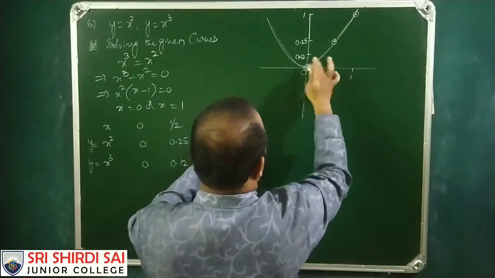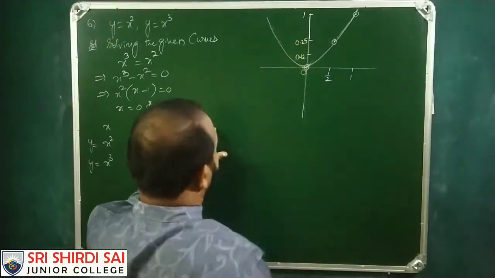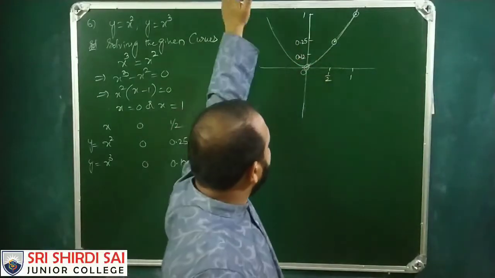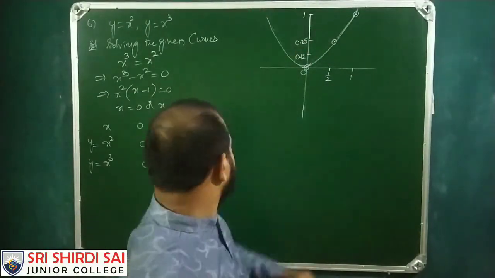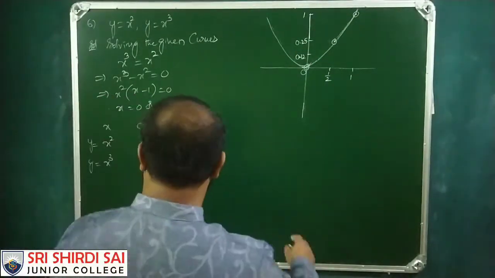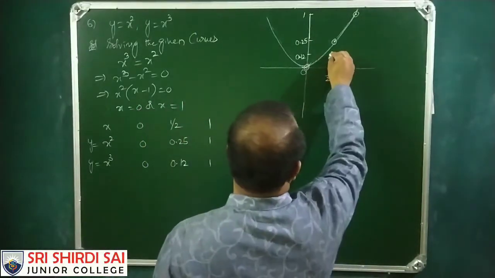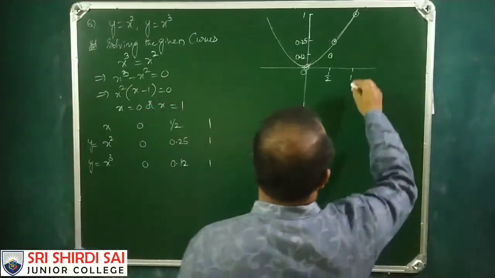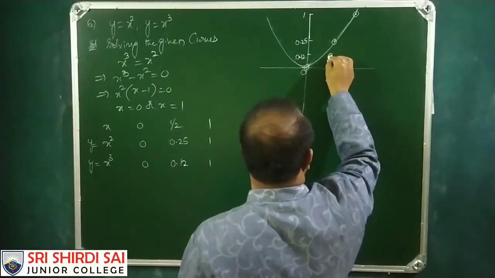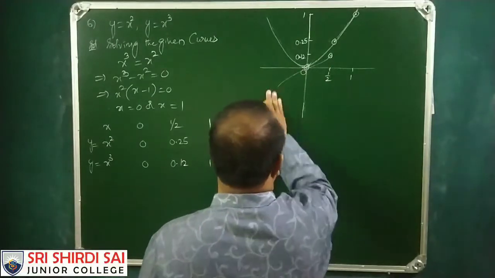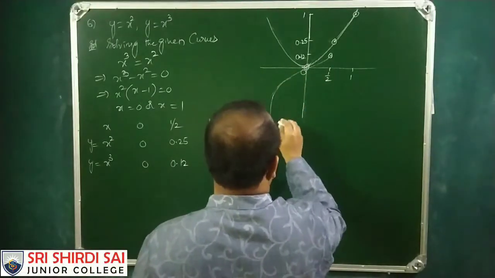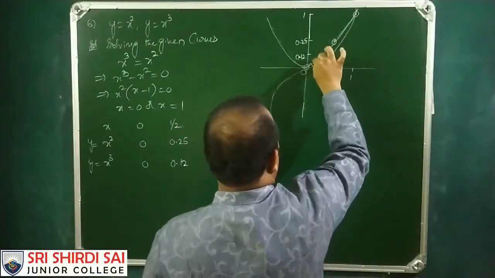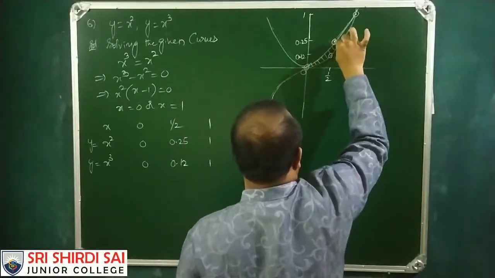This is the parabola and this part is not required yet. Just to obtain the curve of a parabola, I just drag this also. Now (0, 0), (1/2, 1/2), and (1, 1) are these points. So this area is what we are required to find out.